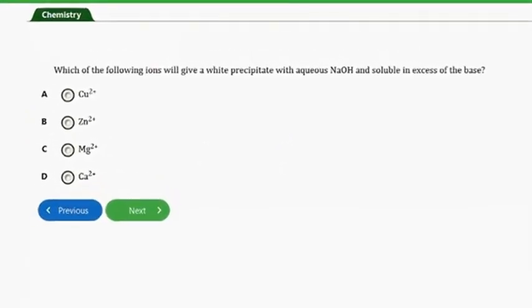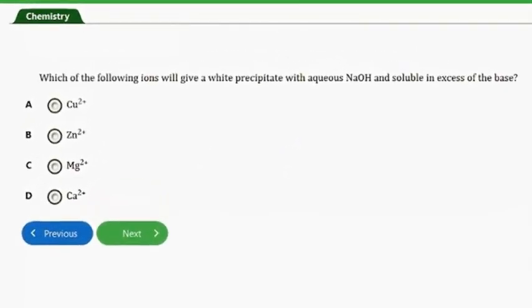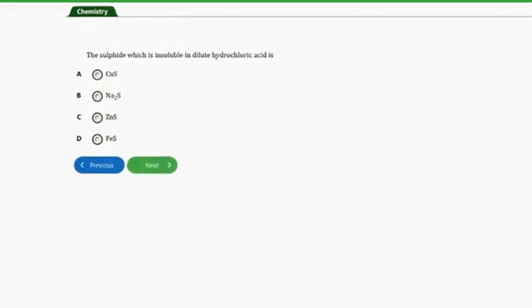Question number 7, it says, which of the following ions will give a white precipitate with aqueous sodium hydroxide and soluble in excess of the base? A, copper ion, B, zinc ion, C, magnesium ion, D, calcium ion. So guys, the answer to this question is option B, and that's zinc ion. So let's consider the next question.